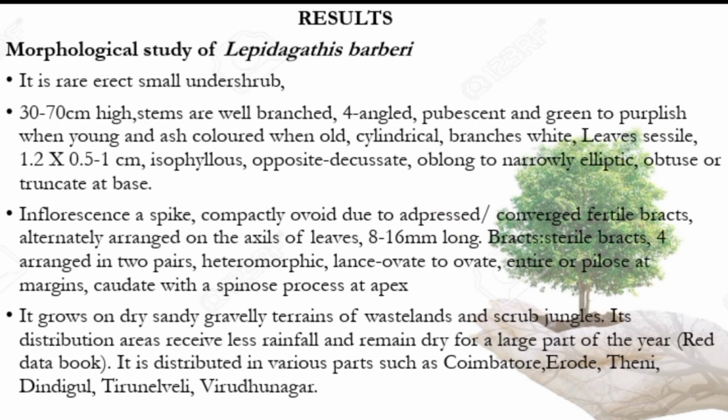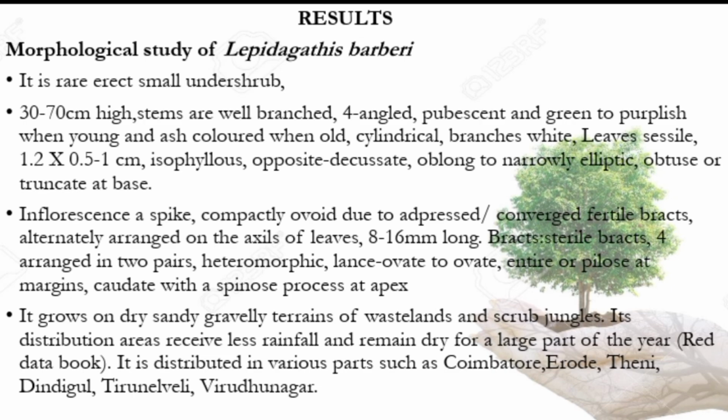Results. This is the morphological study of Lepidagathis barberi. It is a rare, erect, small undershrub which grows from 30 to 70 centimeter in height. The stems are well branched, four angled, pubescent, and green to purplish when young and ash colored when old. Cylindrical branches are wide, leaves sessile, isophyllous, opposite decussate, oblong to narrowly elliptic, and the inflorescence is a spike with congested bracts which are alternately arranged on the axil of the leaf. Bracts are sterile.